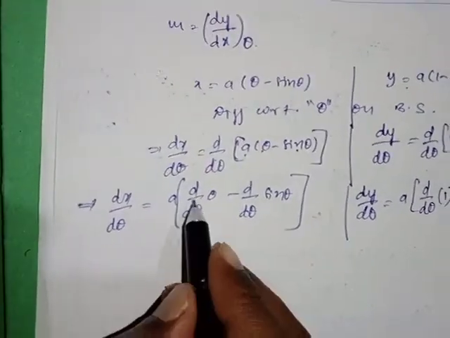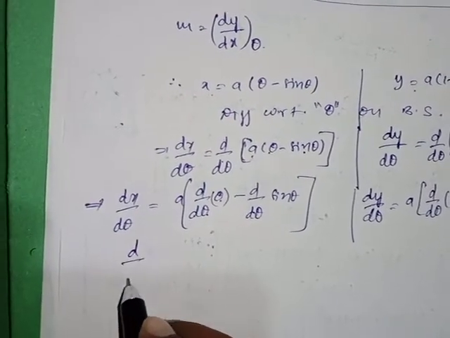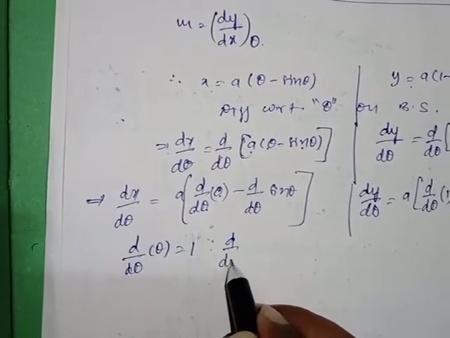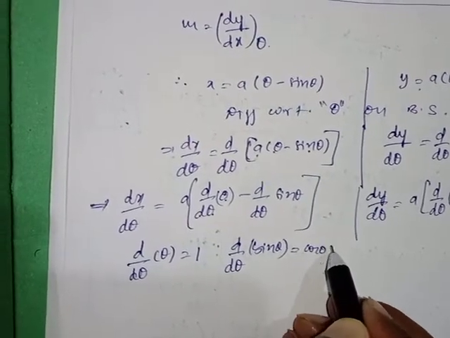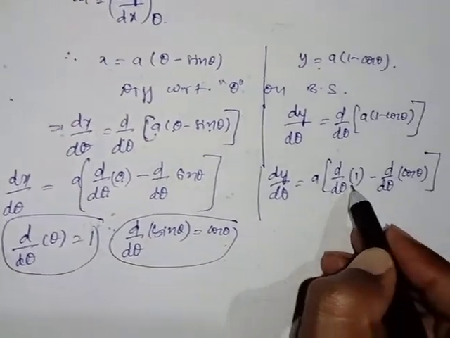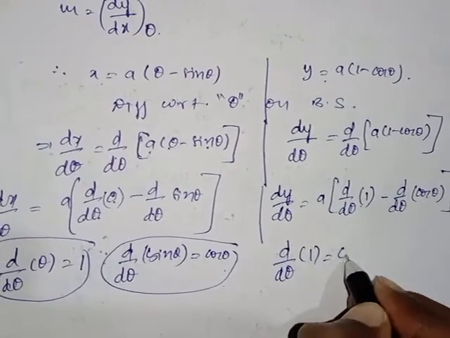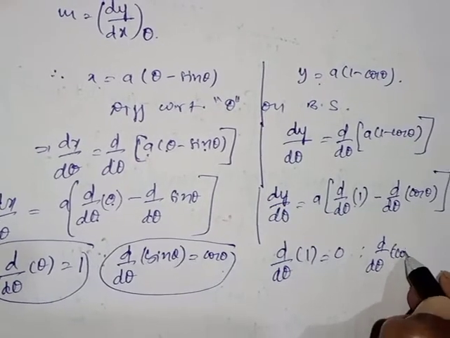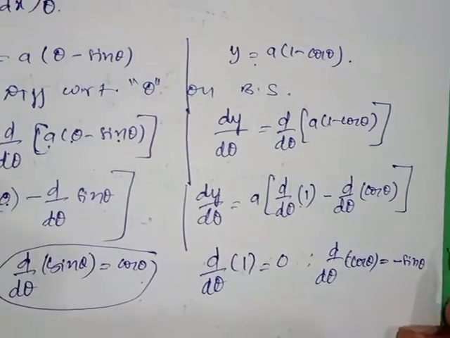We know that d/dθ of θ is 1. At the same time, d/dθ of sin θ is equal to cos θ. The next, d/dθ of a constant is 0, and d/dθ of cos θ is equal to negative sin θ.